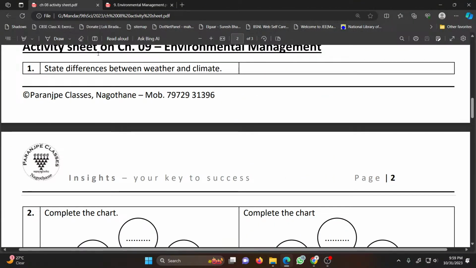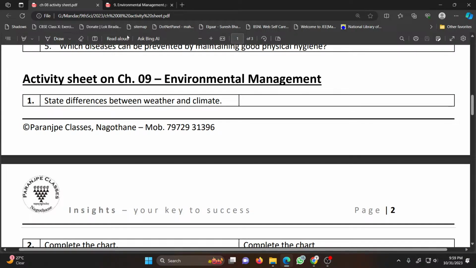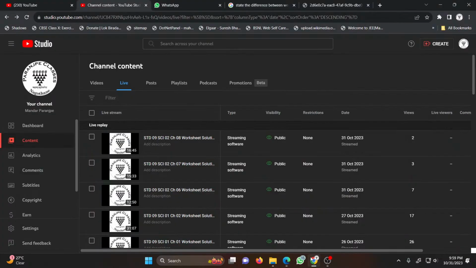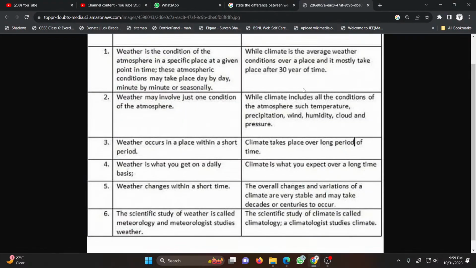State the differences between weather and climate. We are in chapter number 9, environmental management. Climate and weather, make differences.